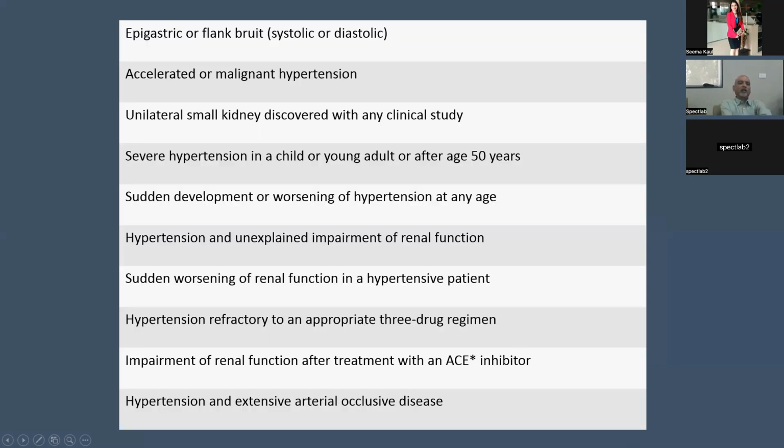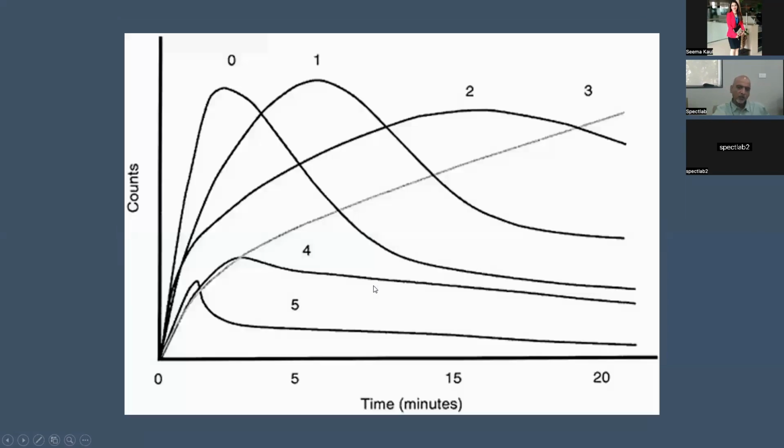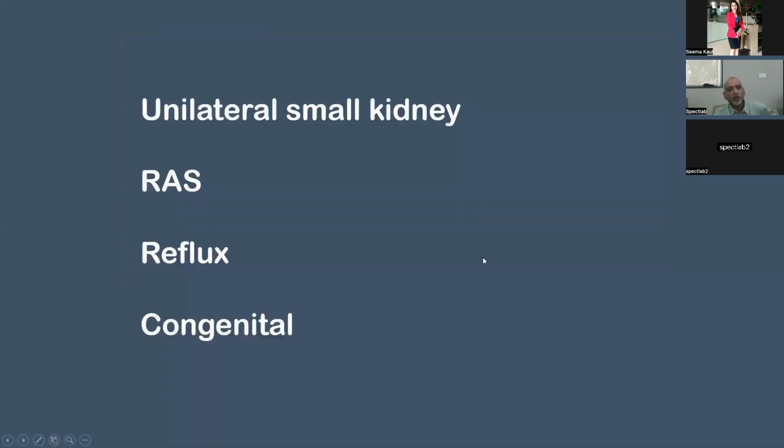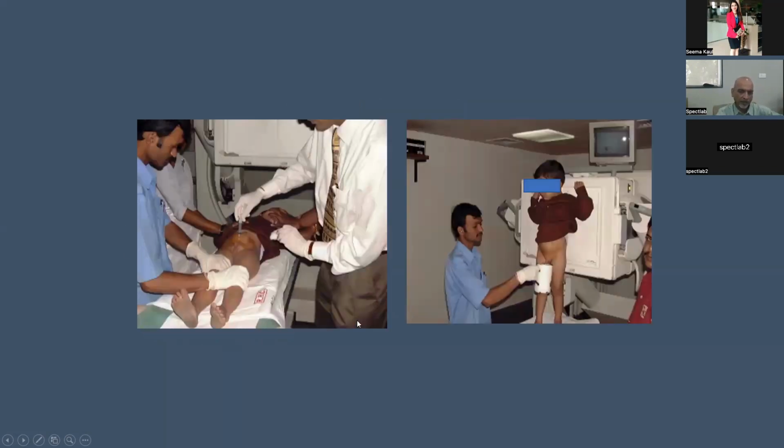Renal artery stenosis can present with malignant hypertension, unilateral small kidney, patients who have impairment of renal function on administration of ACE inhibitors, sudden worsening, etc. So these are the situations where you can suspect it, and these are the various patterns of renogram, depending upon the severity of abnormality that you come across. Unilateral small kidney could be because of renal artery stenosis, it could be because of reflux nephropathy, or it could also be congenital.